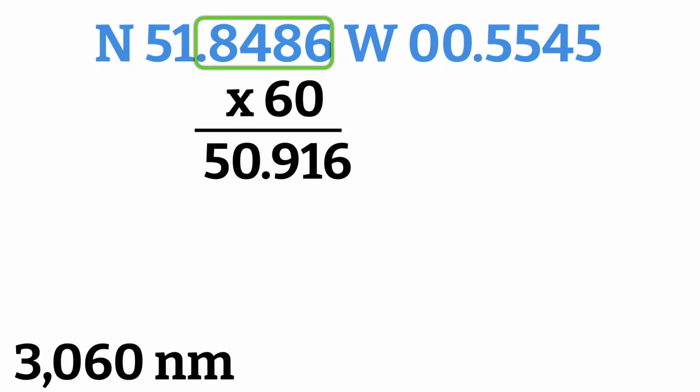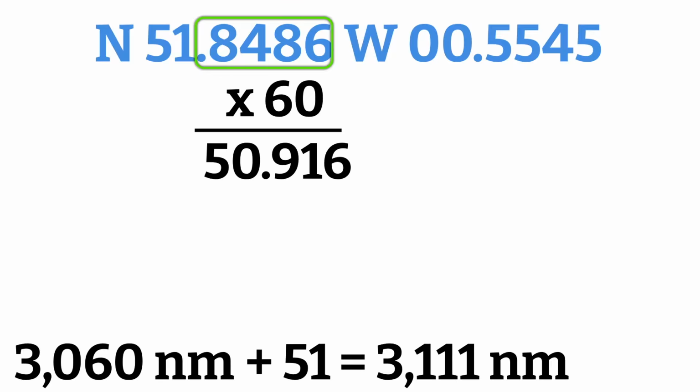If these coordinates are 0.8486% of 1 degree of latitude, then we could just multiply that times 60 because 1 degree equals 60 minutes. So we're roughly another 51 nautical miles north of this position. So we could just add 51 to 3,060 to get a total of 3,111 nautical miles north of the equator.